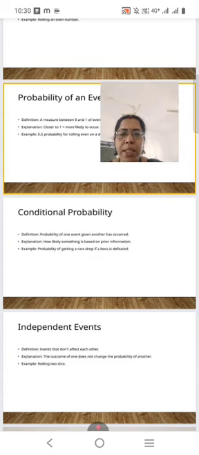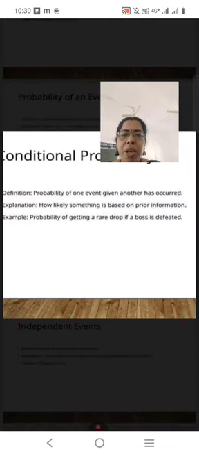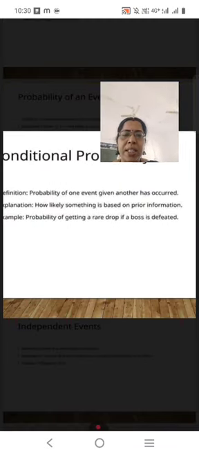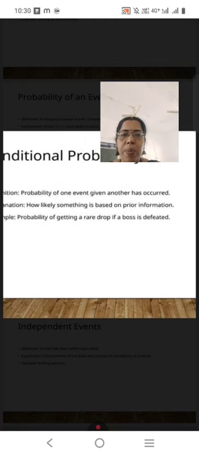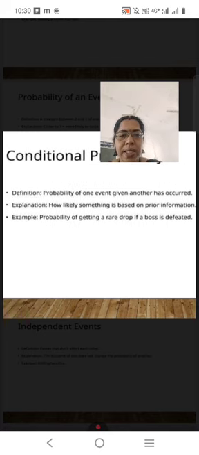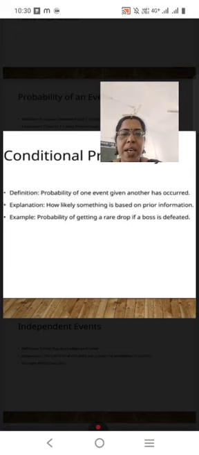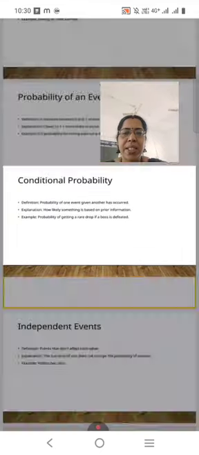The next one is conditional probability. The probability of one event given another has occurred is called the conditional probability. How likely something is based on prior information. For example, the probability of getting a rare drop if your boss is defeated.